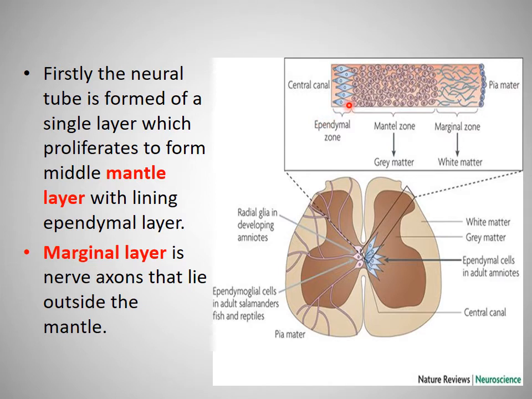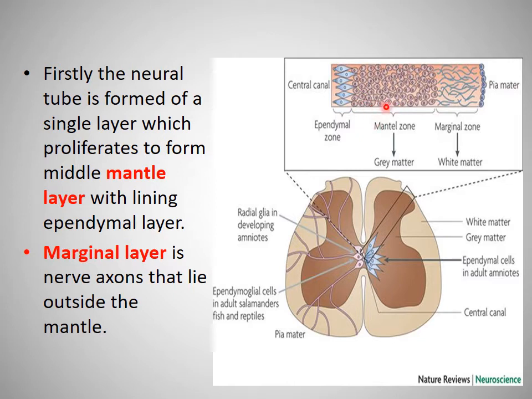So first the ependymal cell layer forms the neuroblast cells, and these neuroblast cells lodge in a central layer which is called the mantle layer. Now these neuroblast cells will give rise to the neurons once they form the processes.